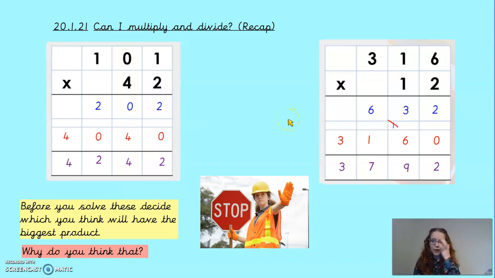Okay, and you can see my working out there as well. So which one was bigger? It's actually 101 times 42 that was bigger than 316 times 12. Okay, let's move on, guys.